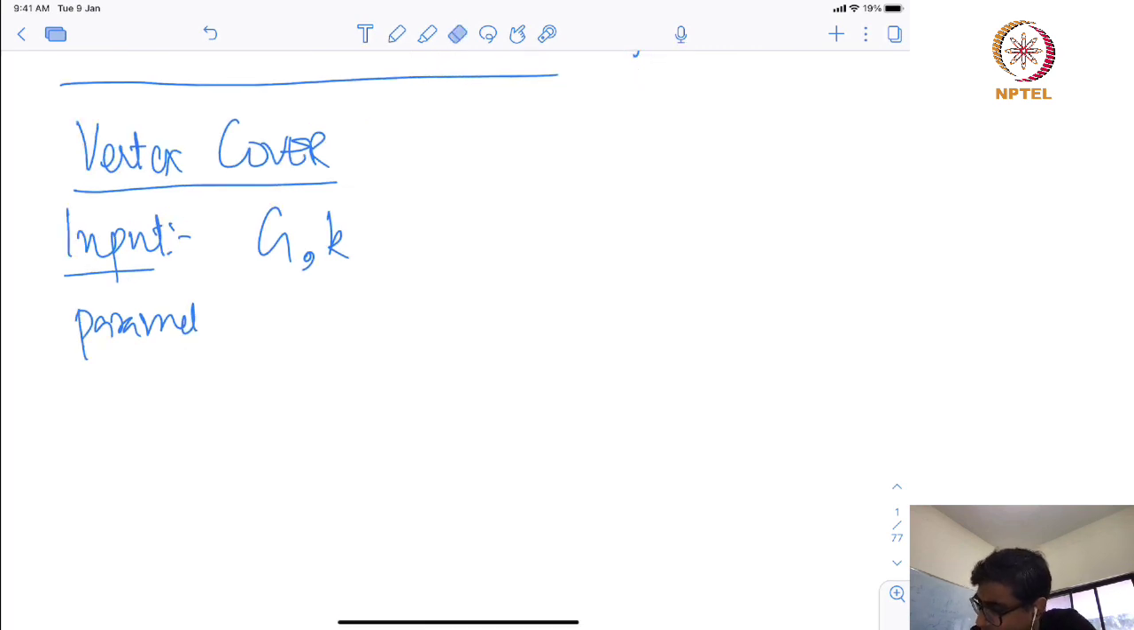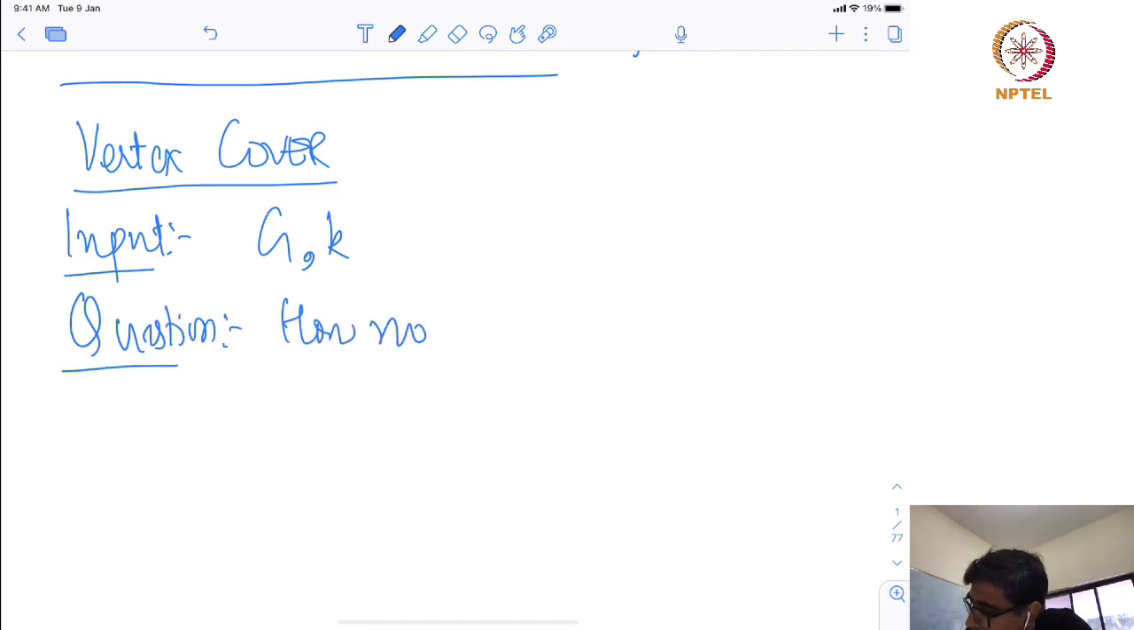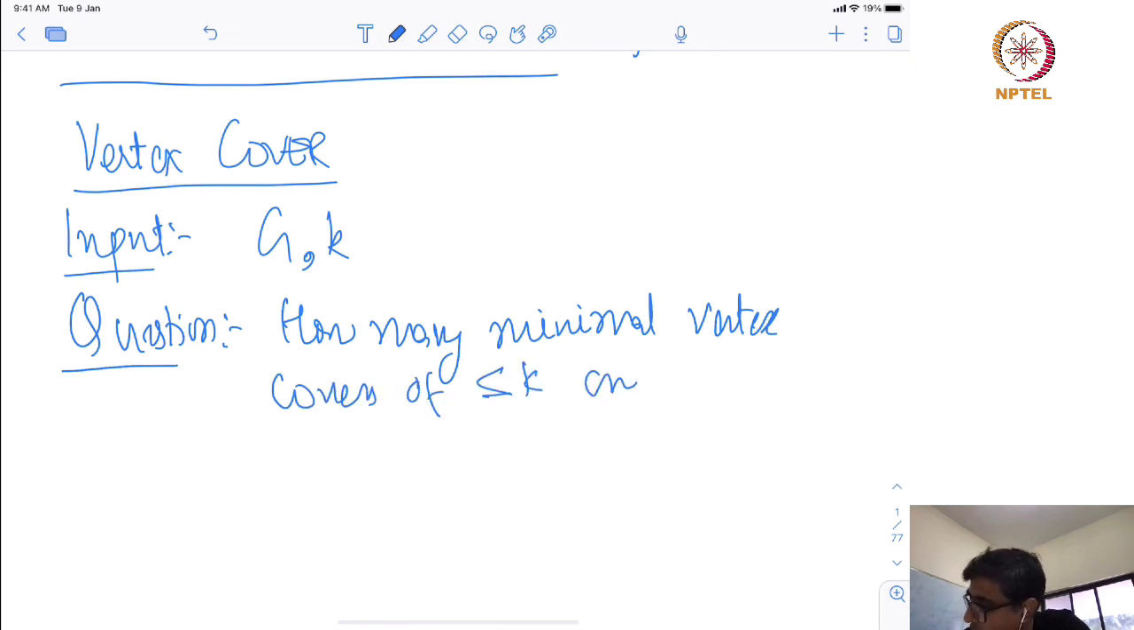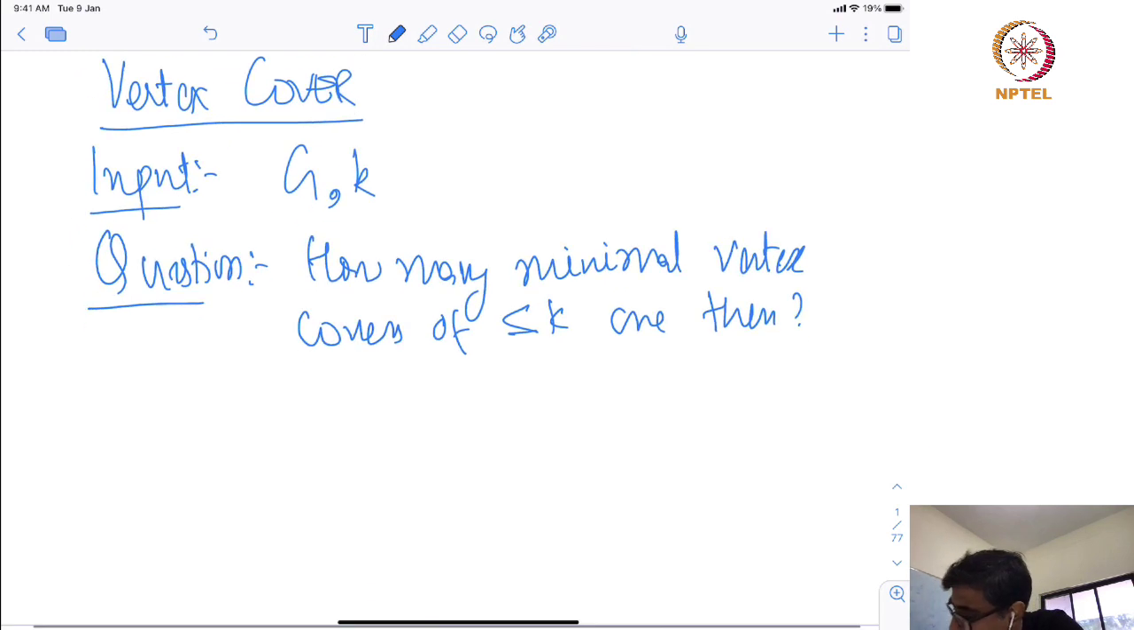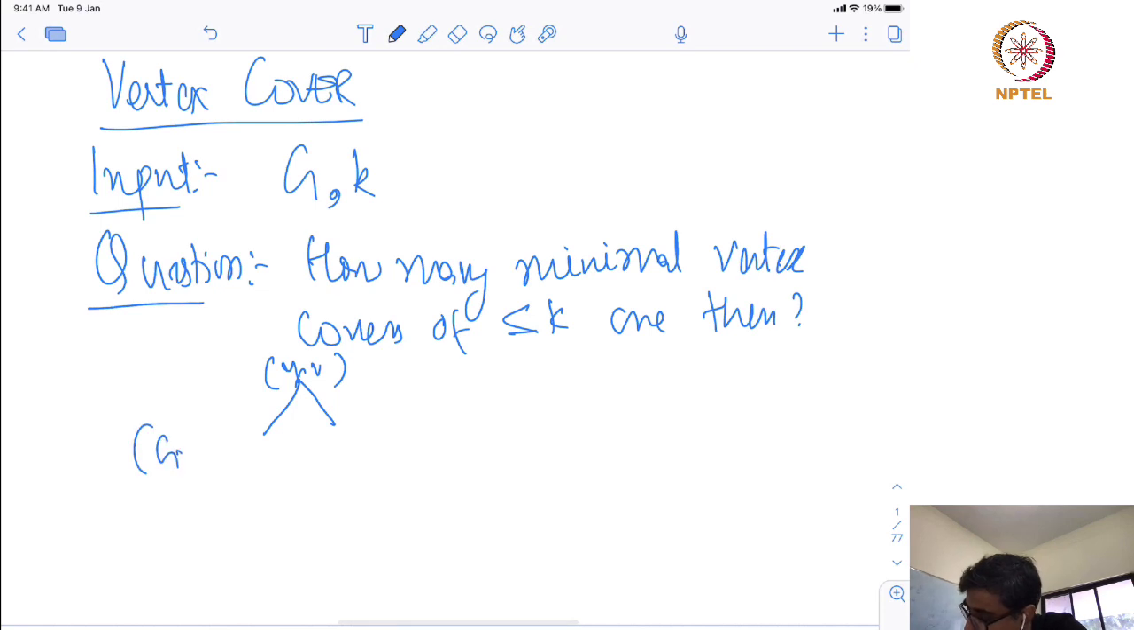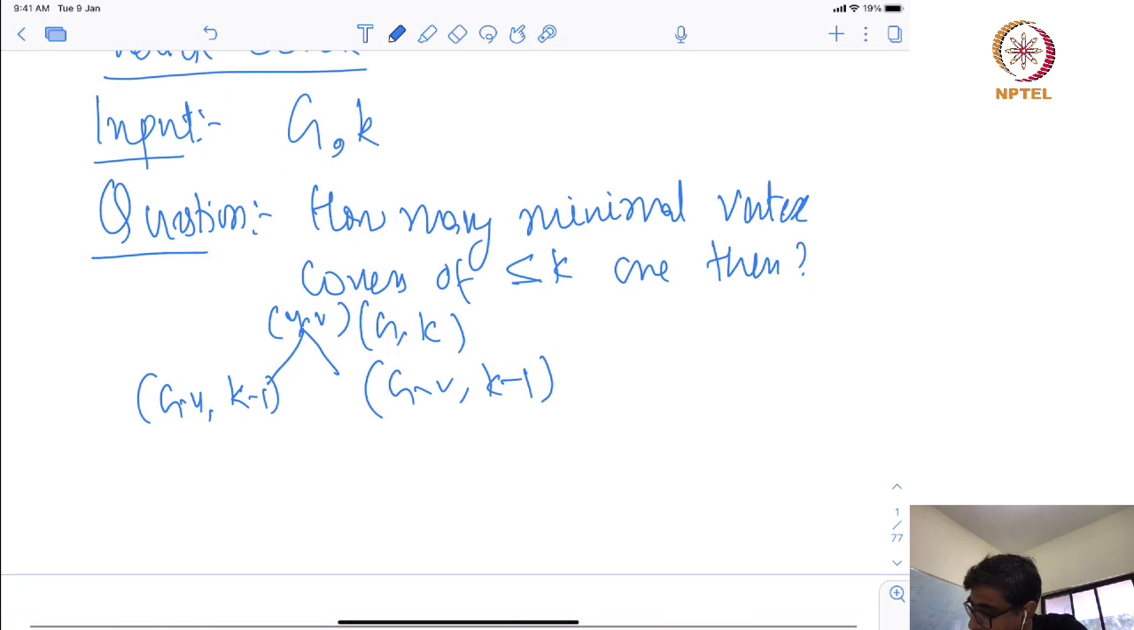or let's ask a very different question. Suppose I ask the following question: how many minimal vertex covers of size at most k are there? The 2 power k branching algorithm, right? You take an edge uv and you branch: G minus u, comma k minus 1, and G minus v, comma k minus 1. Starting with G, k, this actually tells you that the number of such objects is upper bounded by 2 to the power k.